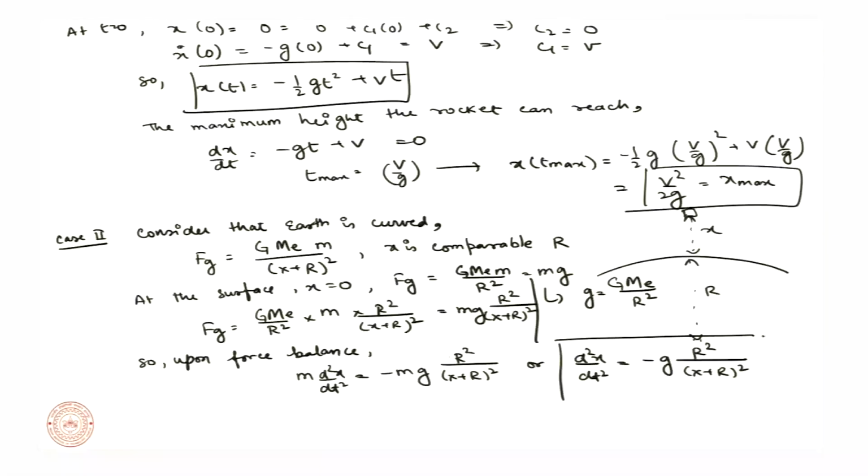Again, this is an initial value problem. We will need two initial conditions. We can have the same initial conditions: x of 0 is equal to 0, that is on the surface, and x dot of 0 is equal to the velocity, that is our launch velocity. So, these are our initial conditions.